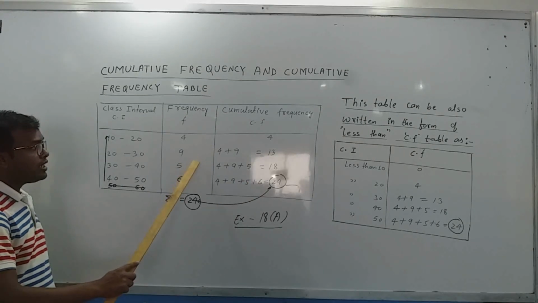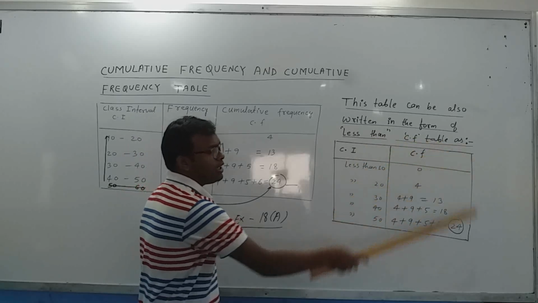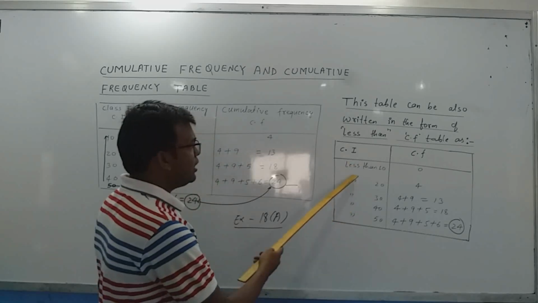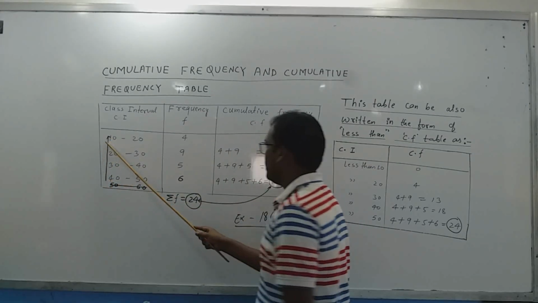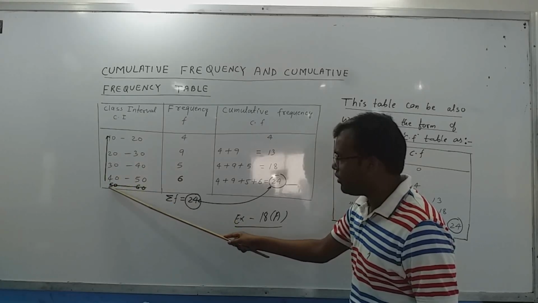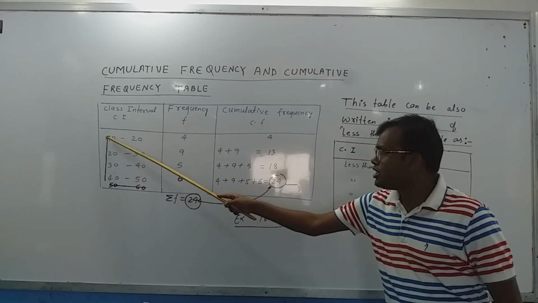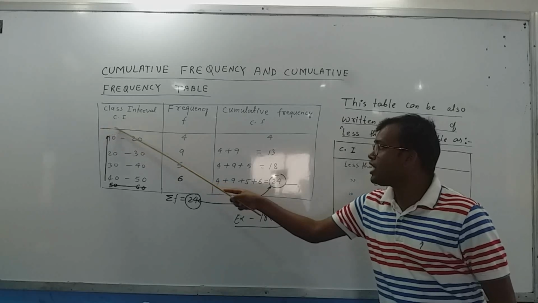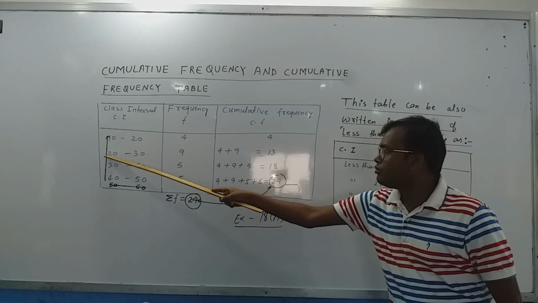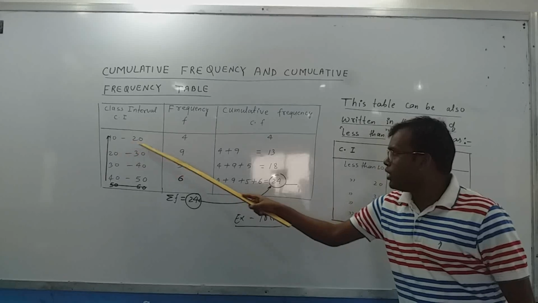And we can also write this cumulative frequency in the form of a less than cumulative frequency table. So how to draw this? See here, this is the class interval which is written as less than 10, less than 20, less than 30, less than 40, and then less than 50. So here it is less than 10. Just see before the 10, there is no class interval, so it will be 0. Less than 20, just see the class interval before 20, which is 10 to 20.